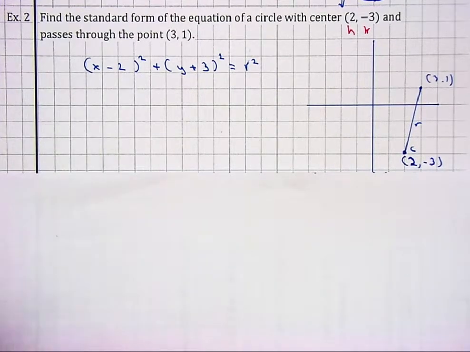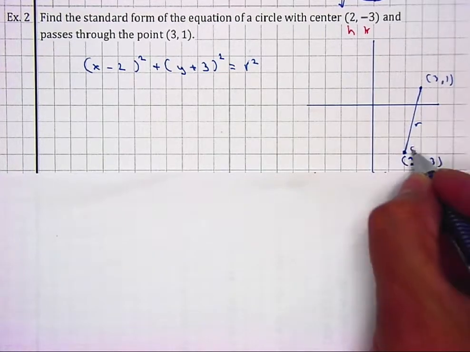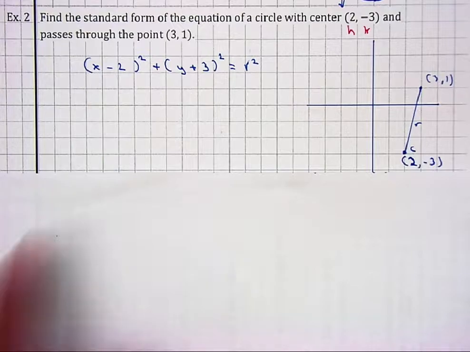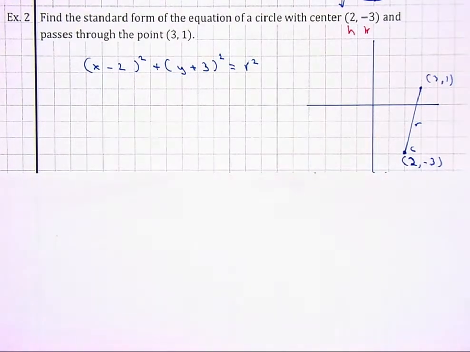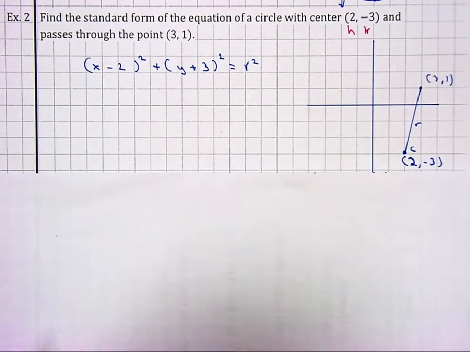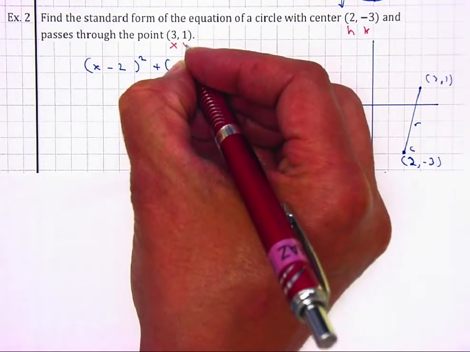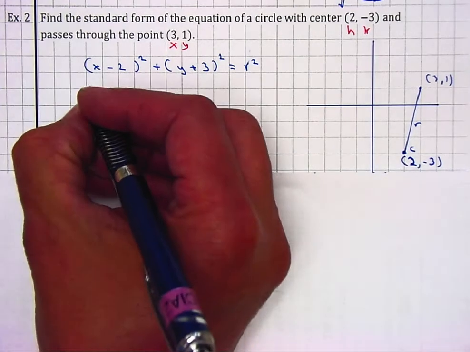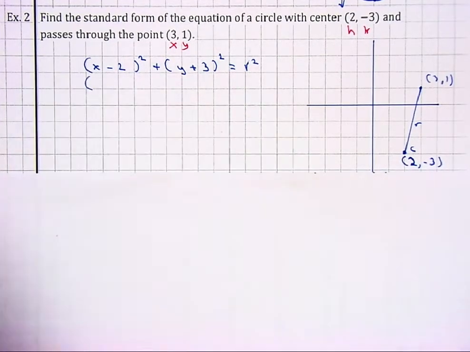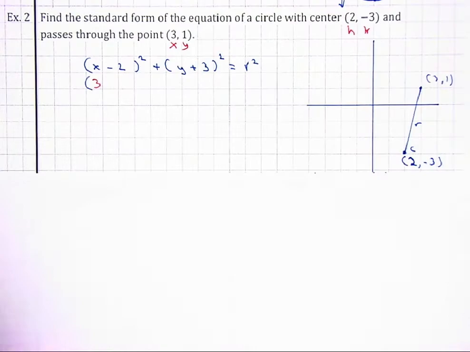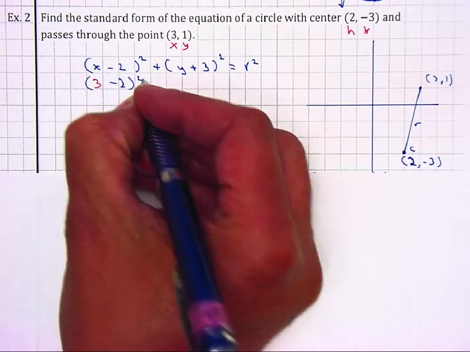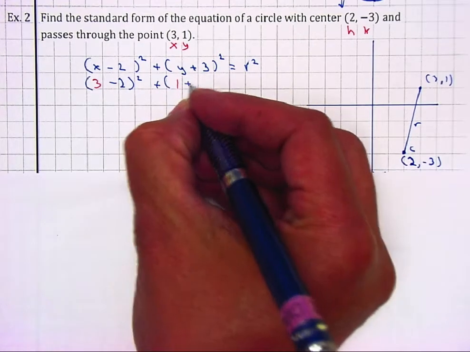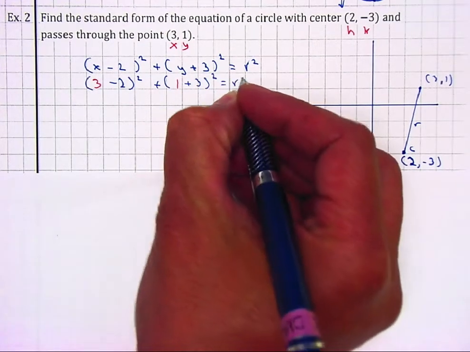So I need to decide how I can find the length of it. One way, if you want to use the distance formula, is to find the distance between those 2 points. But since I already have the formula here, and I know that it goes through the point 3, 1, I can just plug in the x and y values and solve for r. So that will give me 3 minus 2 squared plus 1 plus 3 squared equal to r squared.